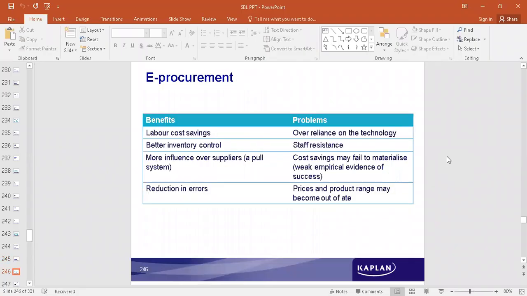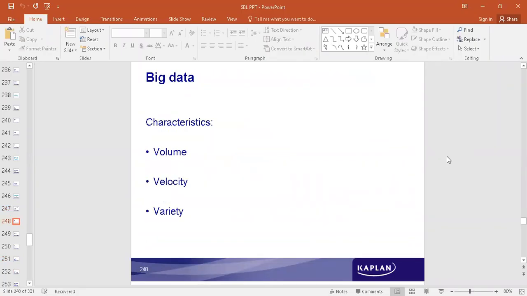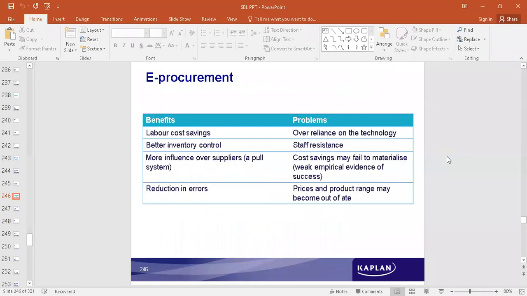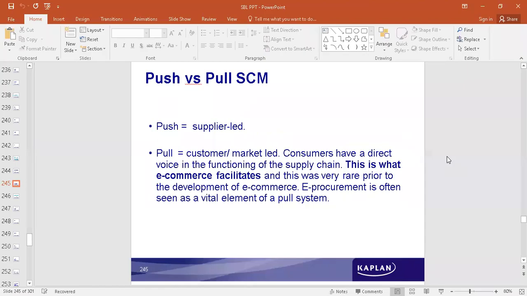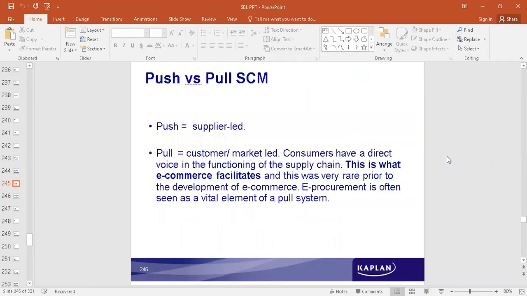See, there is a concept of pull system and push system. We'll do one thing: pull system, push system. We will gather back after taking a small break. Otherwise, I think pull and push I'll explain. We'll go for a break, then talk about the e-procurement.